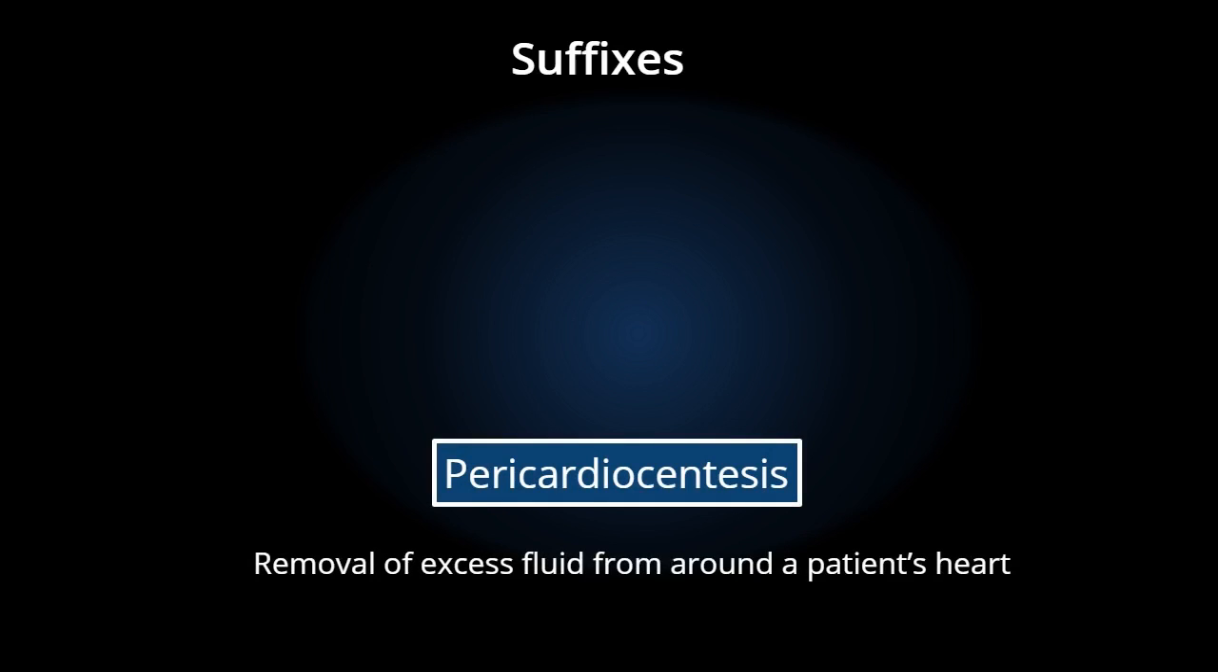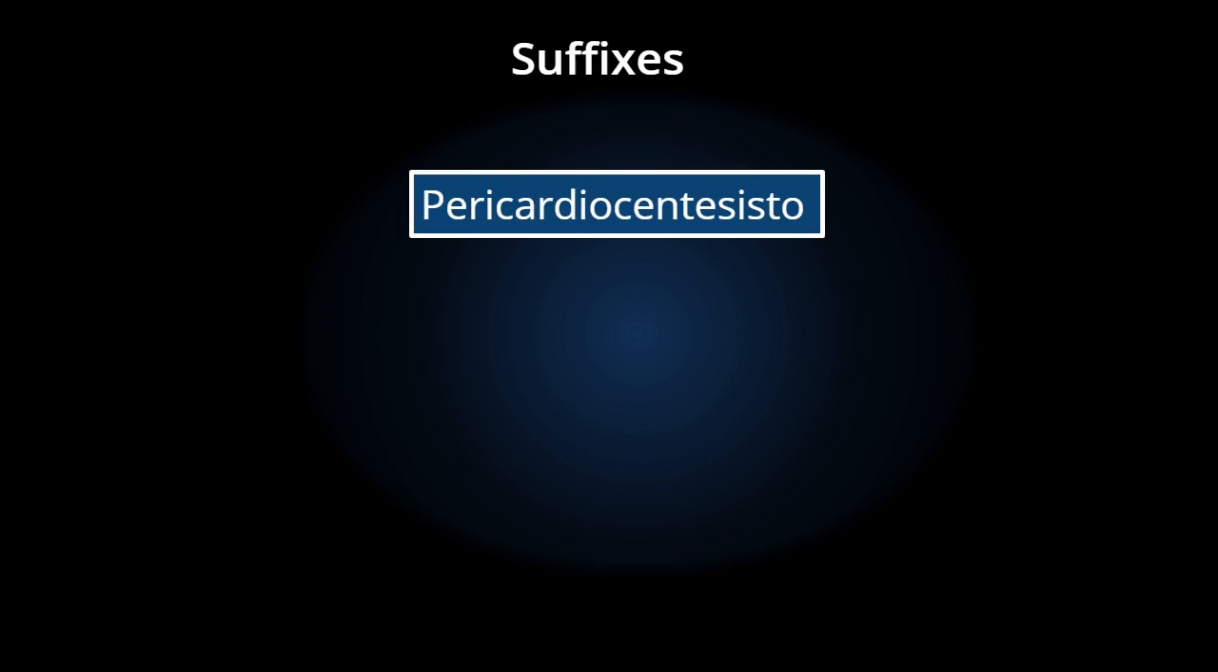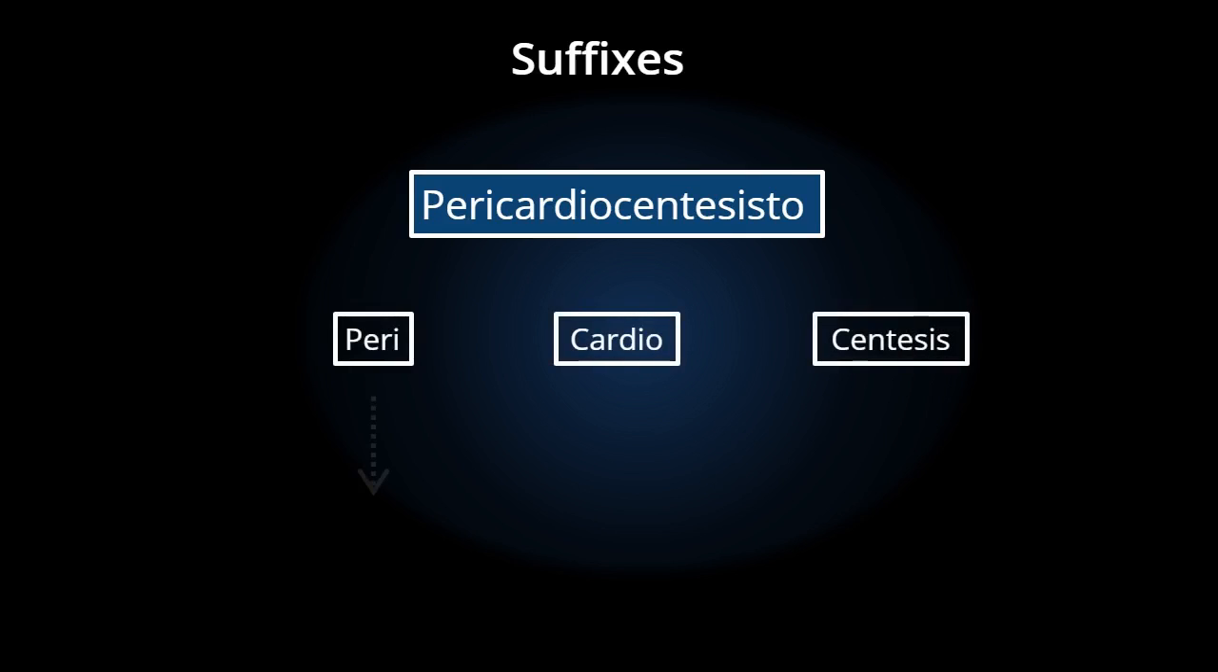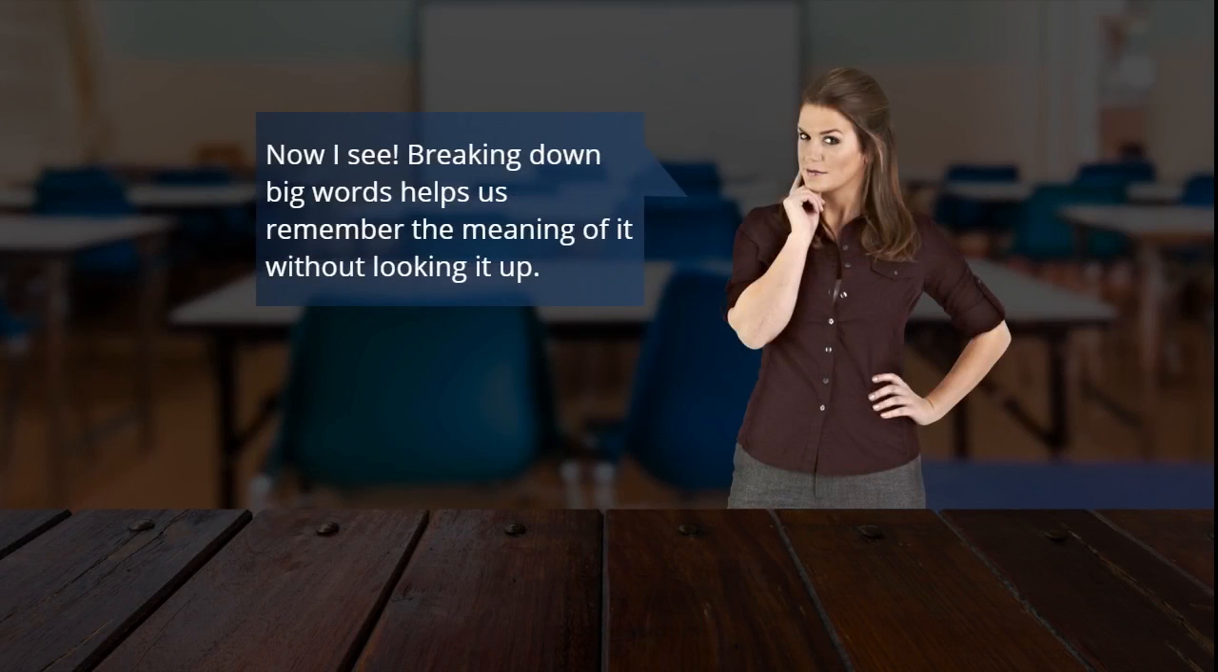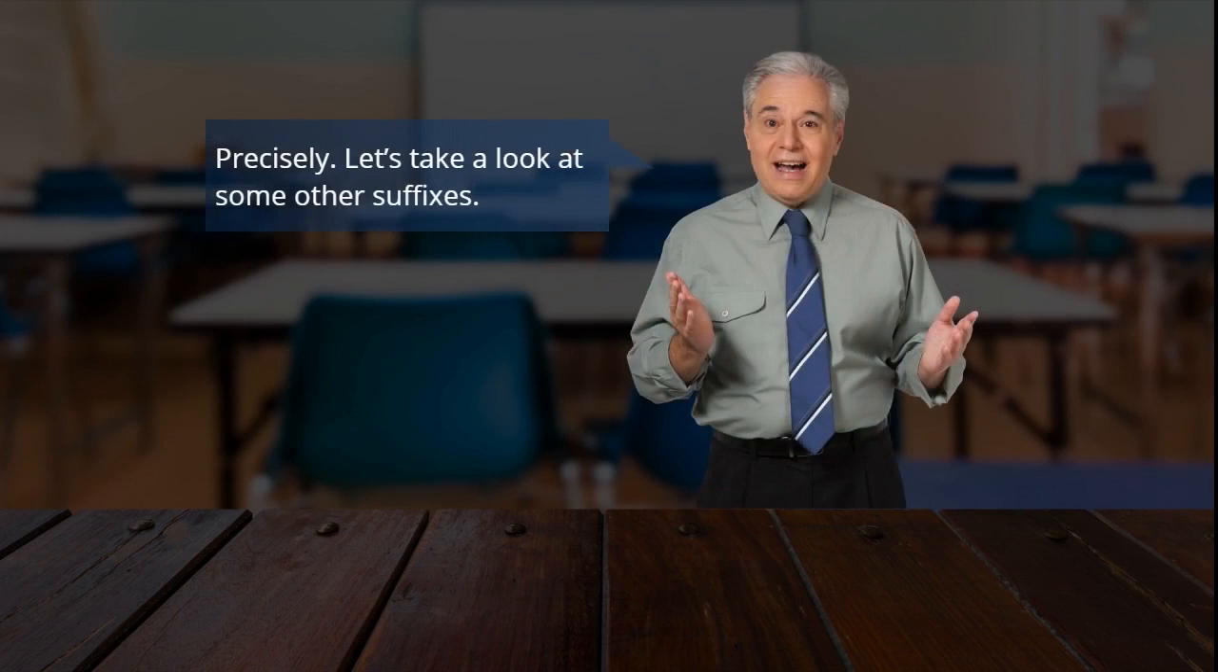Let us dissect this term, pericardiocentesis. It can be divided into three parts: peri, cardio, and centesis. Peri means around, as in perimeter. Cardio means heart. And centesis, as I already said, means to puncture. Now I see. Breaking down big words helps us remember the meaning of it without looking it up. Precisely. Let's take a look at some other suffixes.